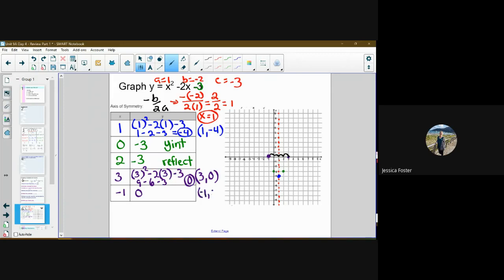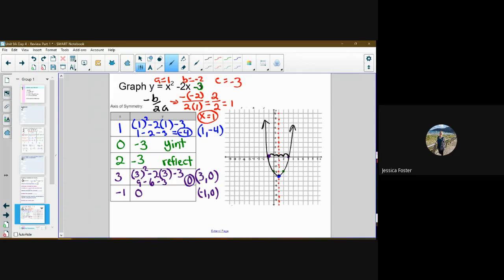Negative 1, 0, my other root. Very nice. So then that's it. Last thing we have to do is we're just going to connect our dots and make this nice little U shape that you see already starting to form here, kind of coming up in this direction, and there we go. That is the function y equals x squared minus 2x minus 3 as a graph.